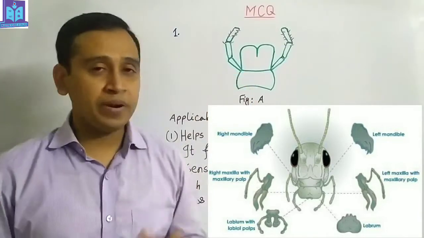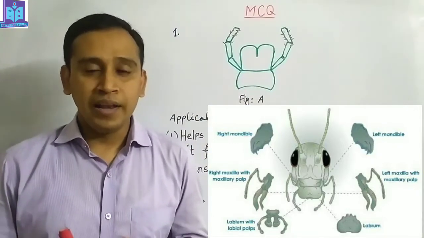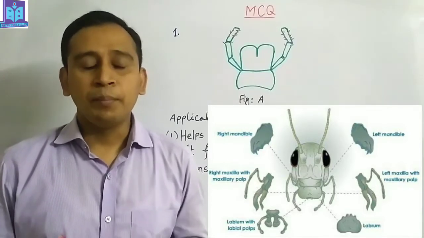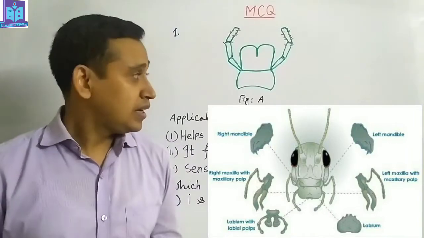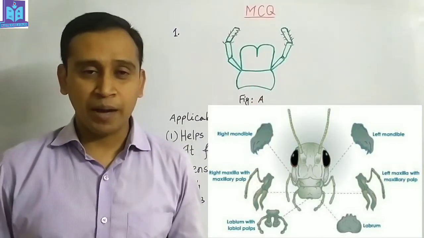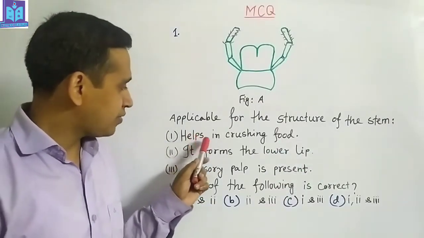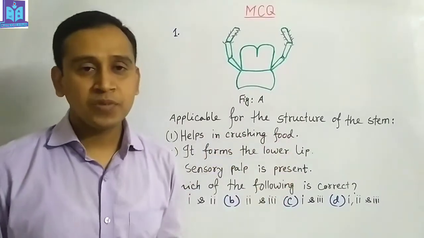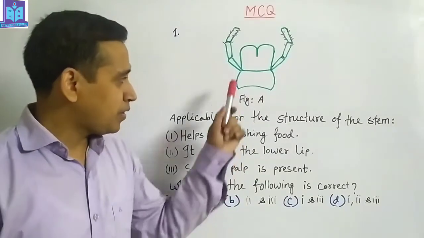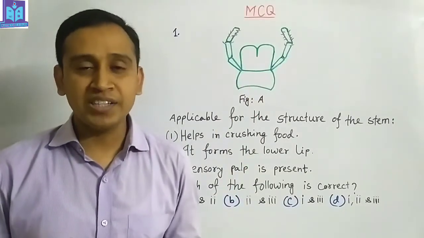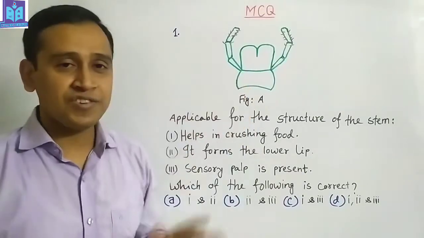And the mouth parts of grasshopper consist of 5 individuals: labrum, maxilla, mandible, labium and hypopharynx. Among them, labium is one of the important appendages. So look at the options here. Number 1, it helps in crushing food. Labium doesn't help in crushing food. Instead of labium, mandible helps in crushing and cutting food. So information number 1 is not correct according to the stem.